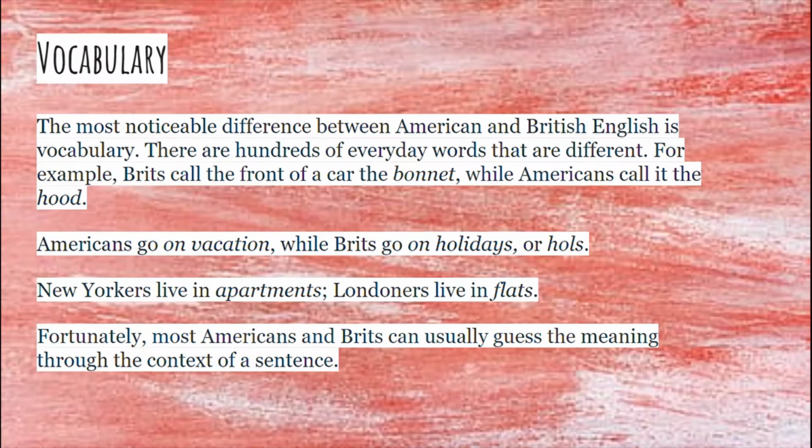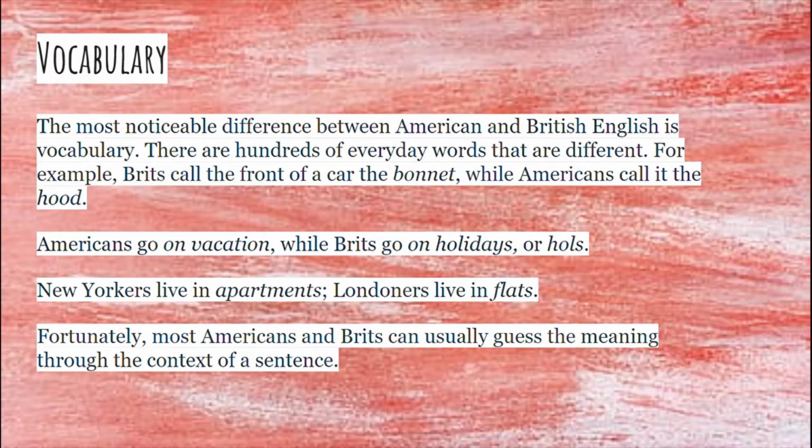First of all, vocabulary. The most noticeable difference between American and British English is vocabulary. Now, there are tons and tons of words. When we refer to vocabulary, we're referring to words that exist in British English, and likewise in American English, but their meanings or definitions are used in a certain way in the two different types of English.